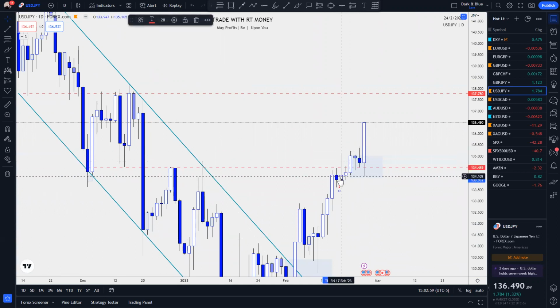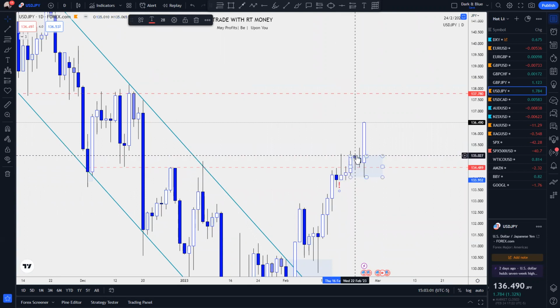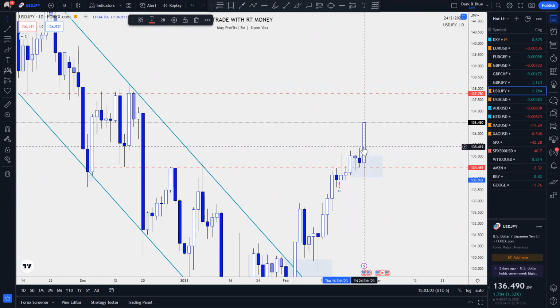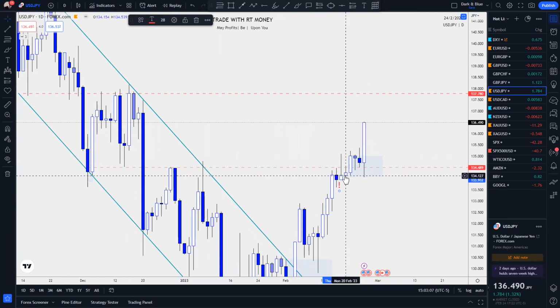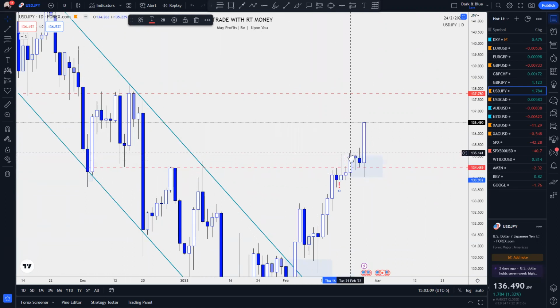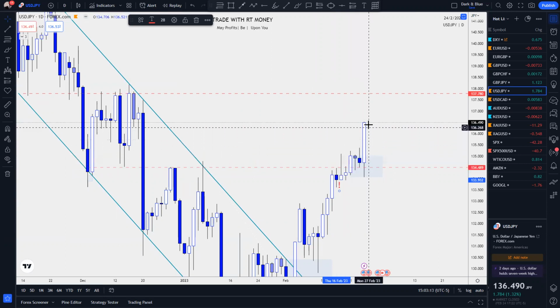All right, that's what that means. I said, watch it. And we finally got our candle body break and close above. I said, watch this level. We need a candle body break and close above that level. We finally got that on Tuesday. It pulled back and it took off.